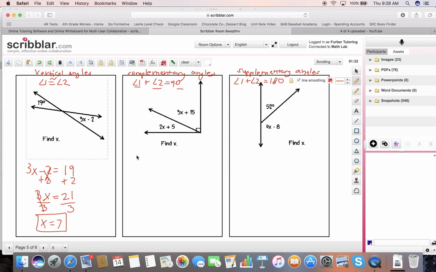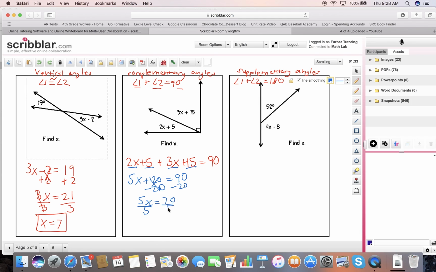So when I set those up, I'm not going to set them equal to each other. I'm going to take this angle, 2x plus 5, and add to it this angle, 3x plus 15, and set them equal to 90. Then I'm going to combine like terms and simplify the equation. So I get 2x and 3x is 5x, and 5 and 15 is 20. Now I have to subtract 20 from both sides, and I get 5x equals 70.